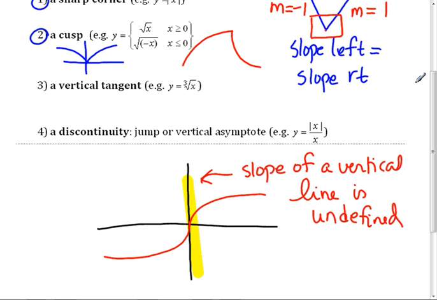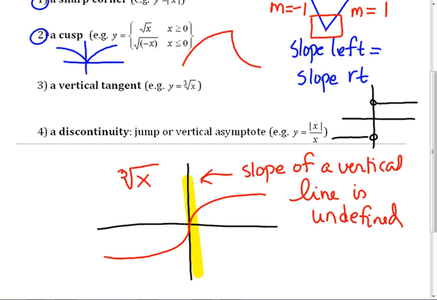Okay, so that's my cube root of x. Let me label that so it's not a problem. And number 4, we can go back to questions out of 3.1 because there were some questions there. A discontinuity, jump or vertical asymptote. Do you remember what this one looks like? The absolute value of x over x. If x is a positive number, then this is just 1. If x is a negative number, then this is negative 1.